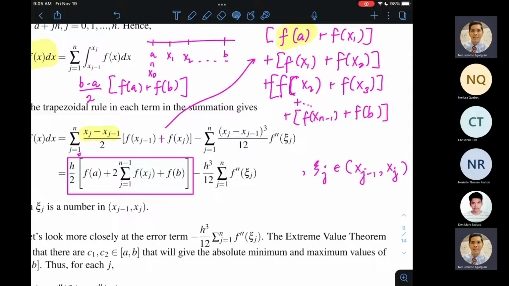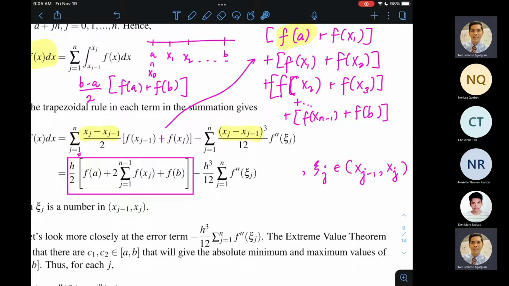And then let's examine further the error term. A similar thing will happen to the error term. You have x of j minus x of j minus 1. That's the length of the jth subinterval. That can be replaced by h. So we'll have h cubed all over 12 times the summation of f double prime of c sub j.